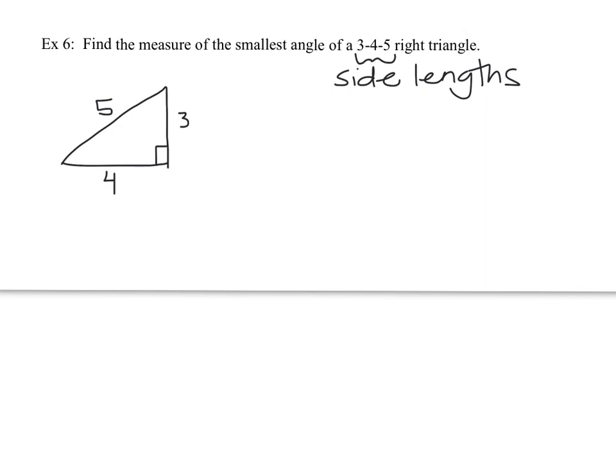If we want the smallest angle, the rule is it's always going to be directly across the shortest side. Since 3 is the shortest side, the angle down here in the corner is going to be our smallest angle. And since we know all 3 sides, we can pick sine, cosine, or tangent to solve. It actually won't matter. We haven't worked with cosine yet, so let's try that one. I'm just picking it randomly.